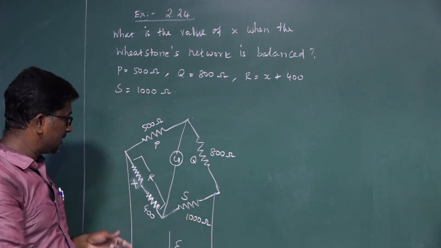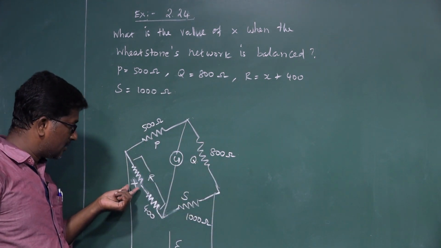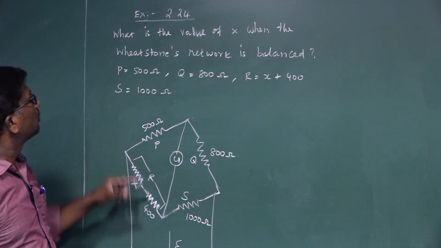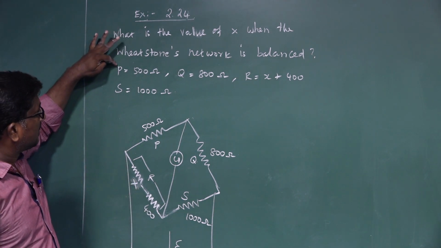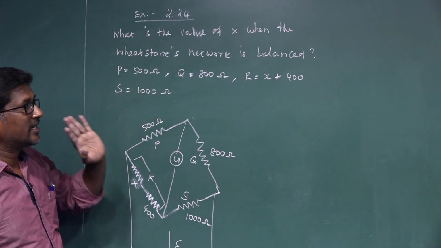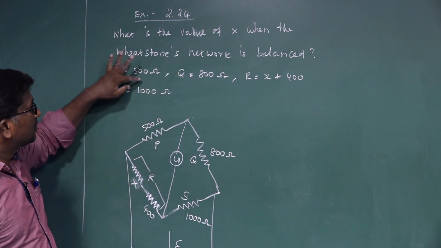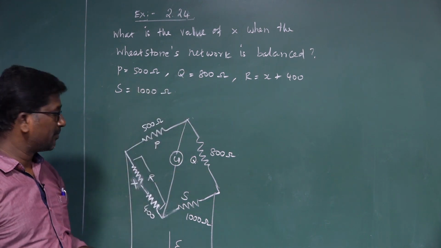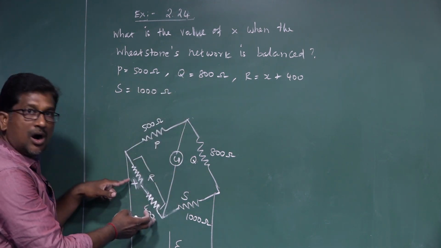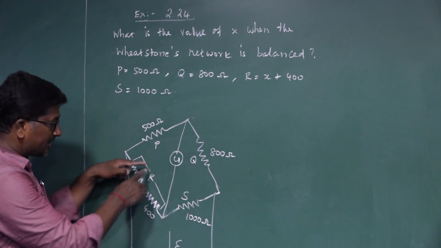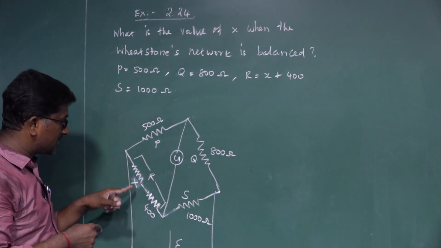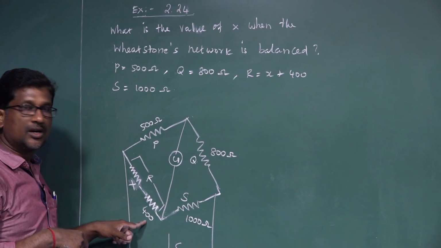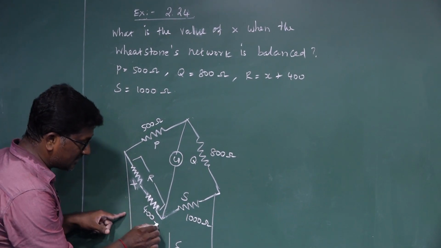Wheatstone network is given, right? There is a resistance X. So we need to calculate the X value. Okay. Here the P value, Q value and S values are given. P value is 500 ohm and Q value is 800 ohm. S value is 1000 ohm. Right. In the place of R, in the Wheatstone network, there are two resistances. One is X, unknown resistance, and another one is 400 ohm resistance.